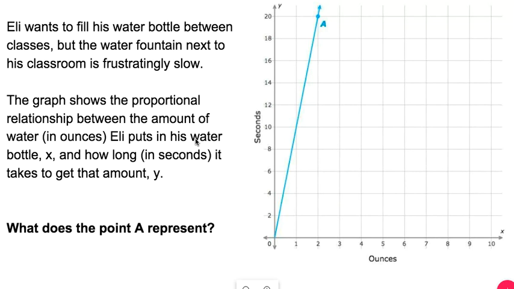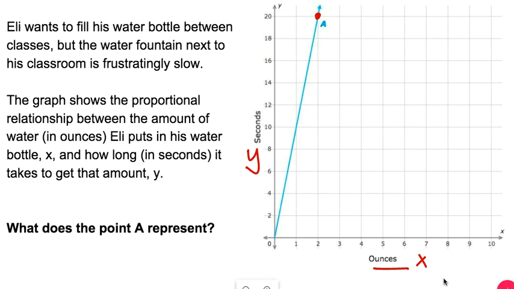All right, next one. Eli wants to fill his water bottle between classes, but the water fountain next to his classroom is frustratingly slow. The graph shows the proportional relationship between the amount of water in ounces he puts in his water bottle, so there's our x coordinate, and how long in seconds it takes to get that amount, y. What does the point A represent? Before we start figuring out what A represents, let's just take a look at the situation of what's happening here. So y is how many seconds it takes to fill. X is how many ounces he gets.